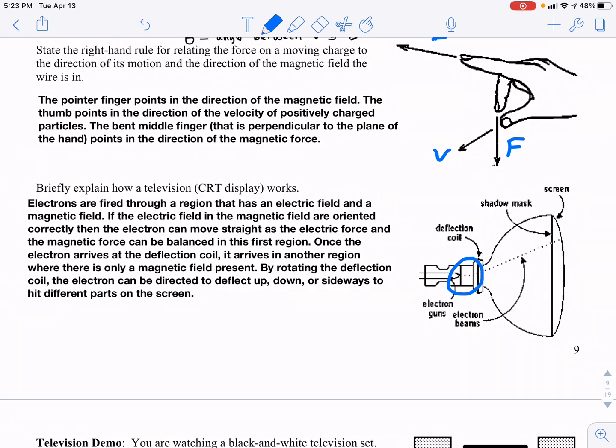Once the electrons arrive at the deflection coil, they reach a second region where only a magnetic field is present. When charged particles move in a magnetic field, they curve due to a magnetic force. Hence, the electrons will be curved and deflected to hit a portion of the screen and excite the pixels in the screen. That happens near the speed of light, so thousands of image pixels can light up instantaneously, showing a picture on the screen all at once.